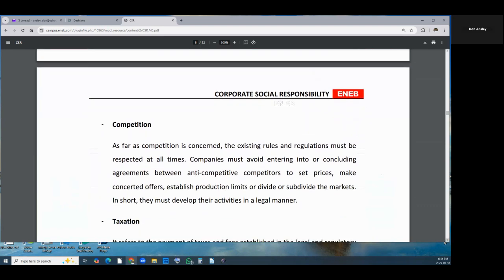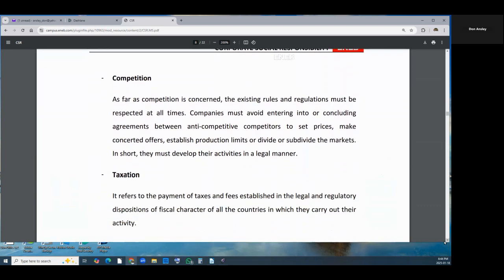Competition. As far as competition is concerned, the existing rules and regulations must be respected at all times. Companies must avoid entering into or concluding anti-competitive agreements between competitors to set prices, make concerted efforts to establish production limits, and divide or subdivide the markets. In short, they must develop their activities in a legal manner.